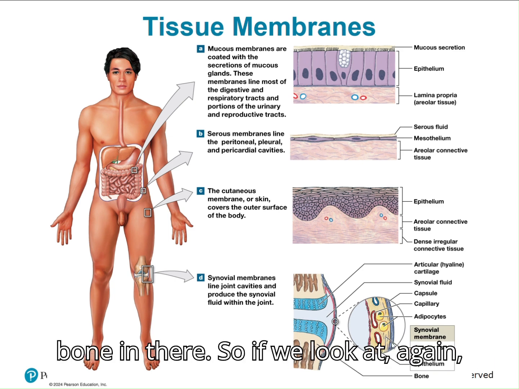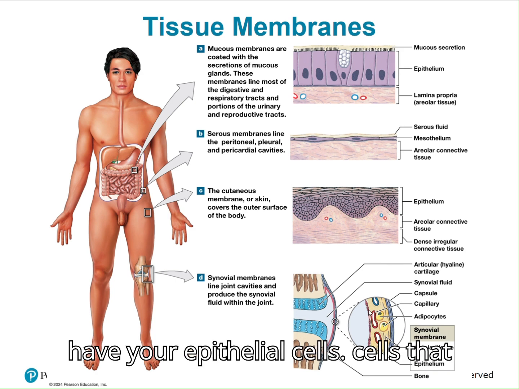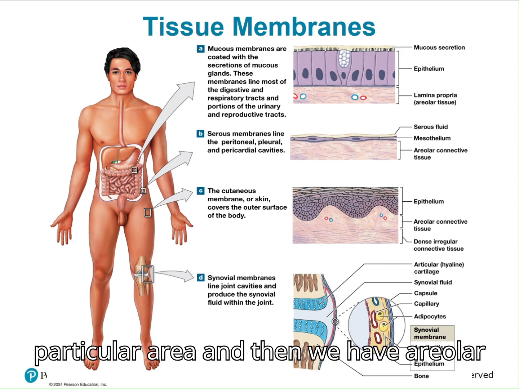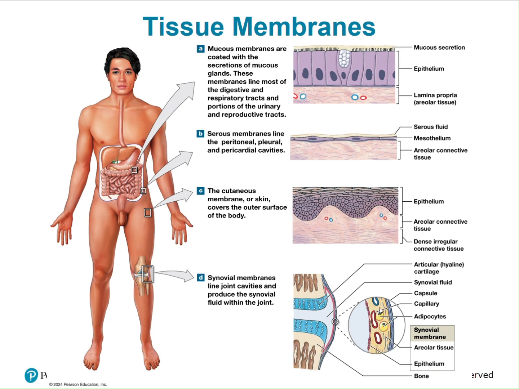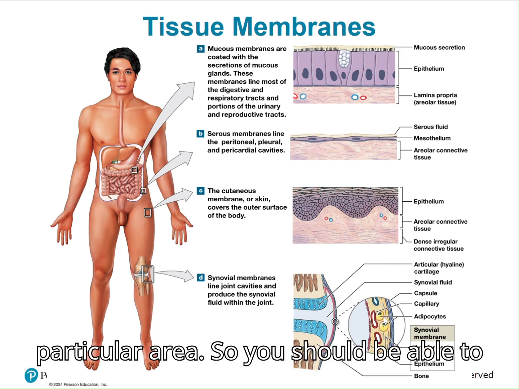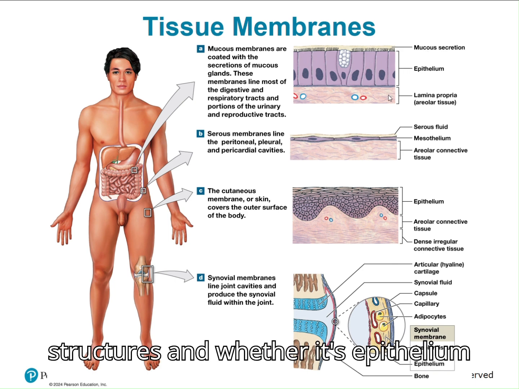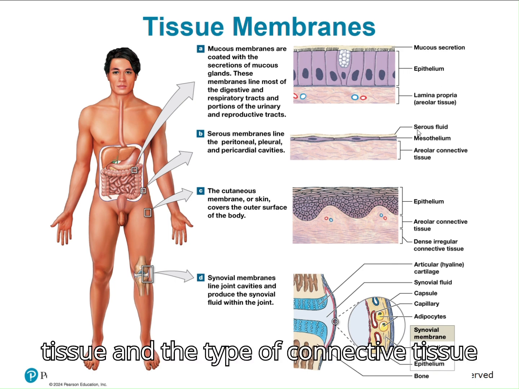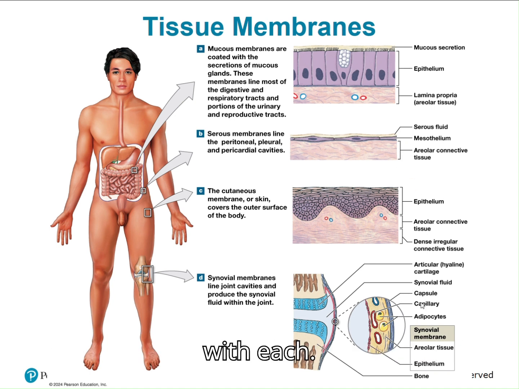If we look again at the different tissues, you have your epithelial cells right here lining this particular area, and then we have areolar tissue, again loose connective tissue, that's filling that particular area. So you should be able to identify and label the different structures and whether it's epithelium and connective tissue, and the type of connective tissue and the type of epithelium associated with each.